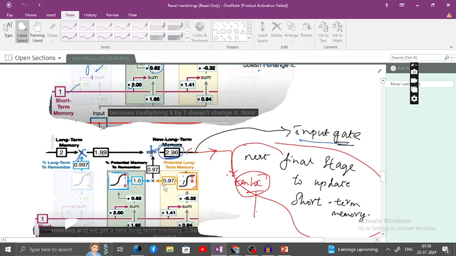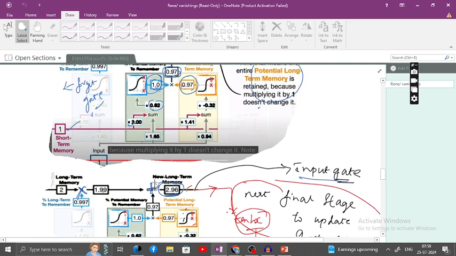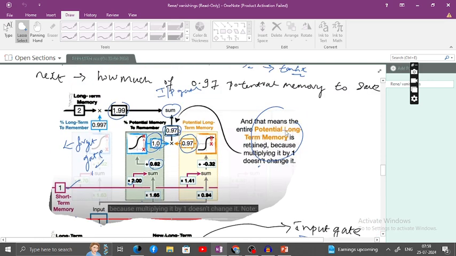What is this 1 plus 0.97? So next, the entire potential long term memory is retained, because multiplying it by 1 doesn't change it. Here you have 1. First, you find out how much percentage of long term memory you need to remember. In the second one, the input gate, you have both the sigmoid function and the tan hyperbolic function. In that input gate you determine how much potential memory to remember, that is short term memory.